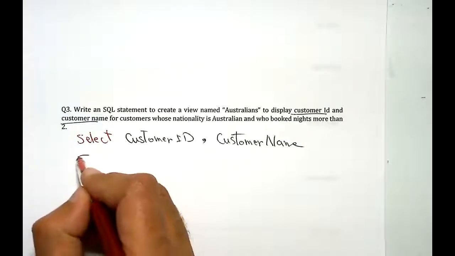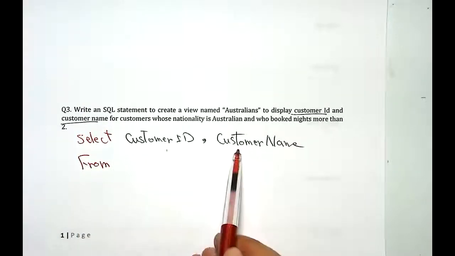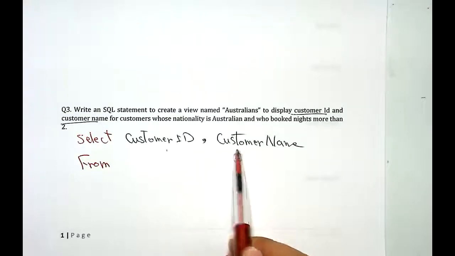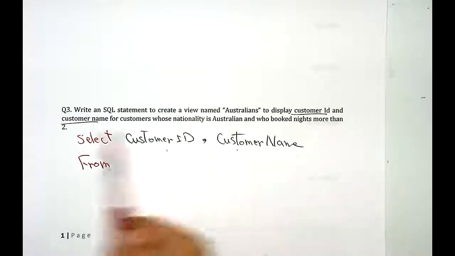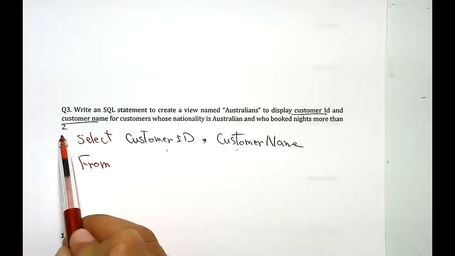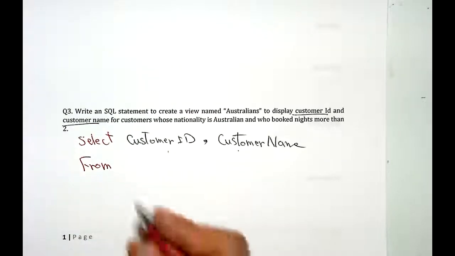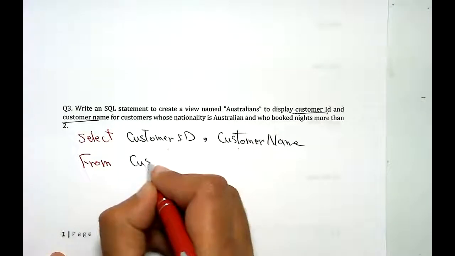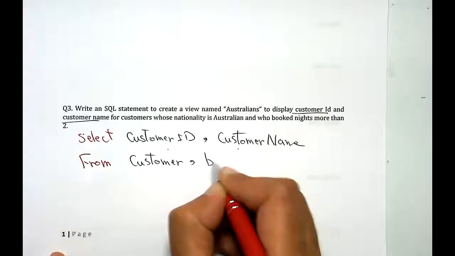Although I need to display only customer ID and customer name, which exist in the customer table, I have a condition: who booked nights more than 2. So I also need to include booking to check if this customer booked 2 or more nights. So I need to include customer, comma, booking.